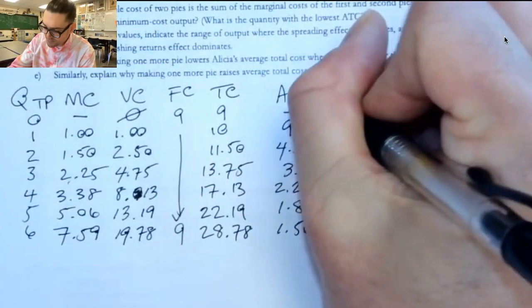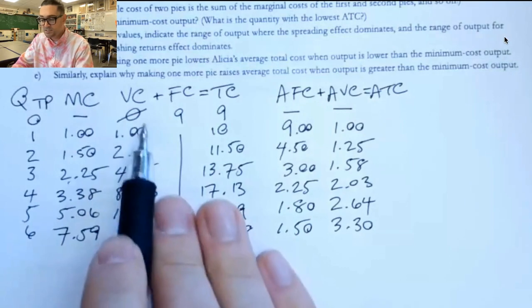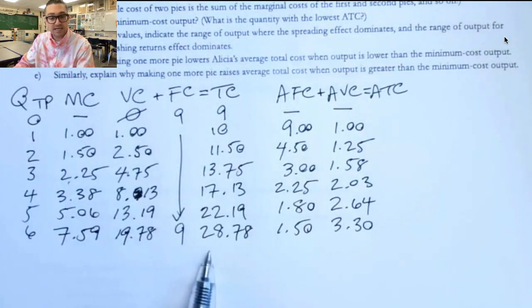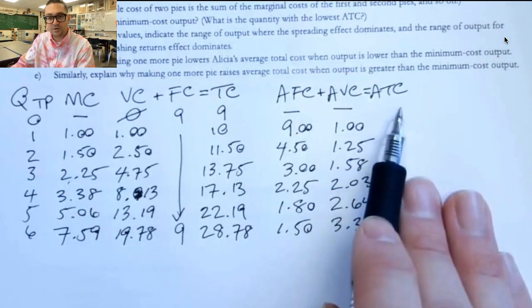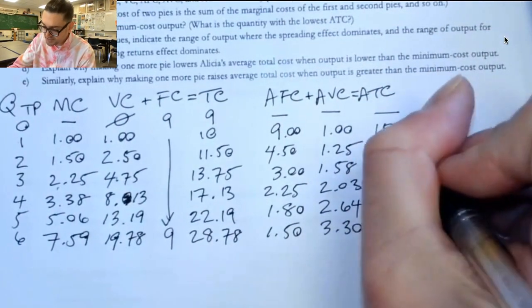But now that we have average fixed and average variable, we know that if we add those two numbers together, they equal the average total because the fixed cost plus the variable cost has to equal the total cost. So when we add these numbers across, they're going to have to sum together. So there's not going to be one here. The average total cost here is $10.